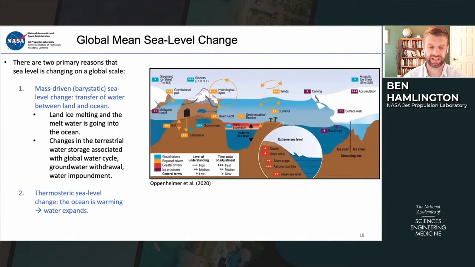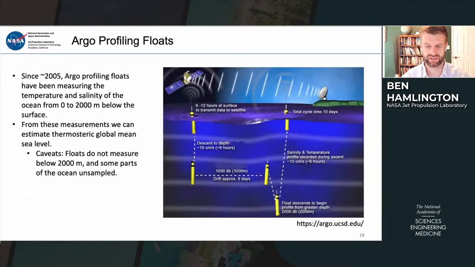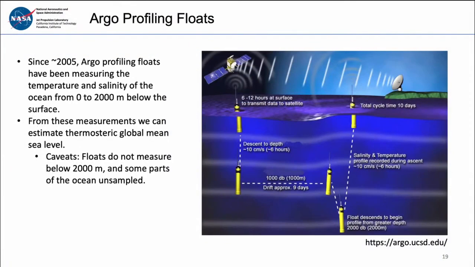Okay, so now shifting gears to the second factor. The other way that global sea level changes is from thermosteric sea level change. When the ocean absorbs heat, the water expands, increasing global sea levels in the same way. And we have good observations of this as well over the past couple of decades. So as opposed to satellites, we're now relying on in situ observations. The Argo profiling floats have been measuring temperature and salinity of the ocean from 0 to 2,000 meters below the surface of the ocean, again, since roughly 2005.